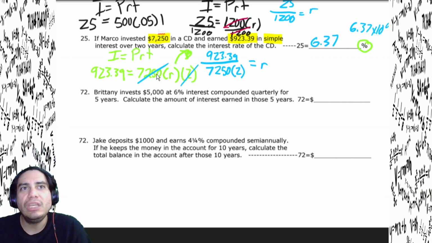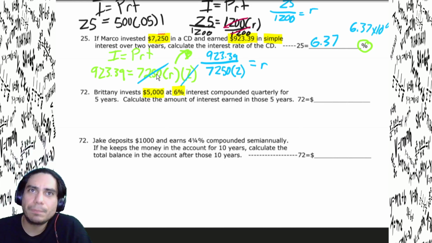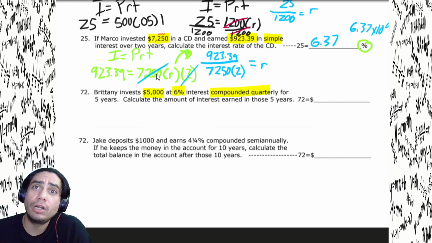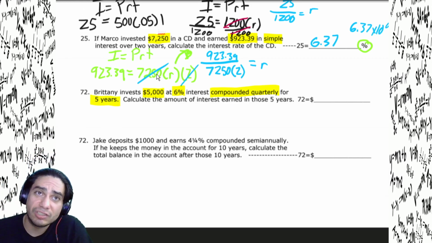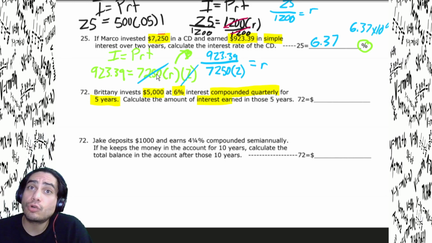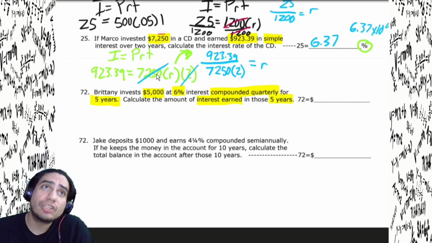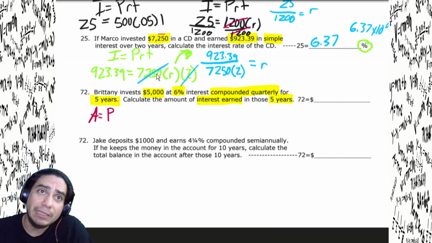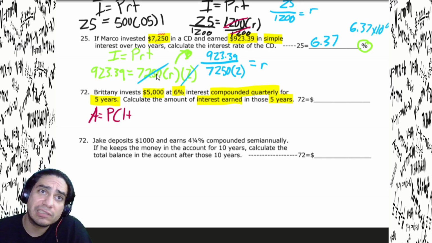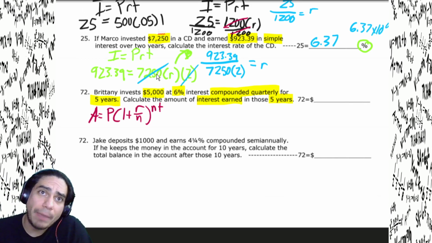All right, we got $5,000 being invested at 6% interest compounded quarterly. We're going to be using that other formula for 5 years. Calculate the amount of interest earned in those 5 years. Before we start this problem, we got to write the correct formula. It's A equals P times (1 plus R over N) raised to the NT power.